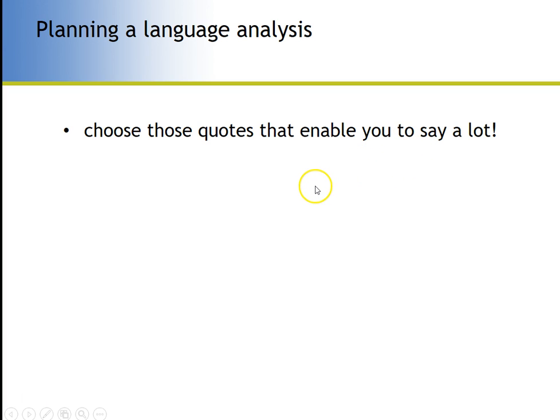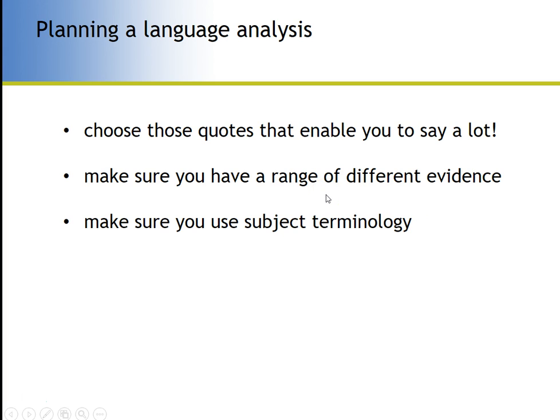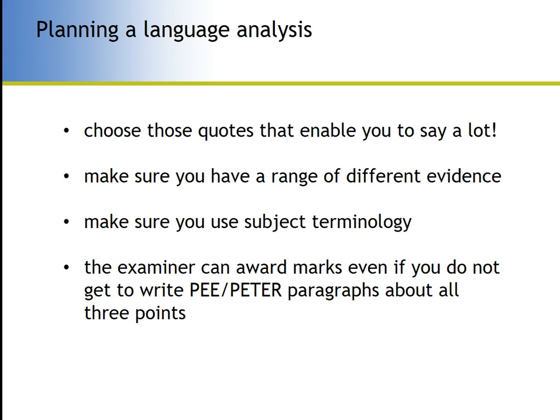You need to comment in some detail on the writer's skill in using language, so pick out those particular bits of the text that will enable you to write a fairly detailed commentary. Try to have a balance of different evidence, so don't just choose lots of different adjectives, but think about other language features like similes or metaphors or imagery or repetition, so that you have a range of evidence, and make sure that you use subject terminology as well, particular terms to describe those language features.